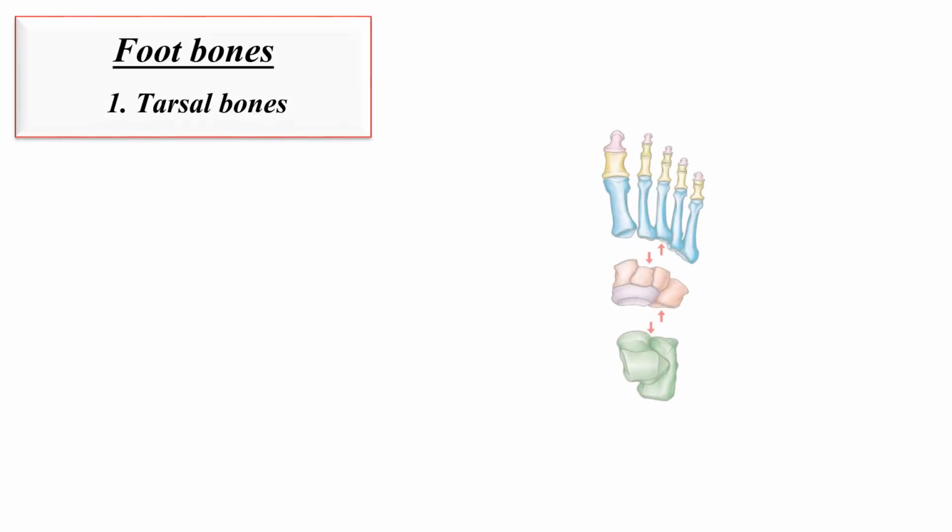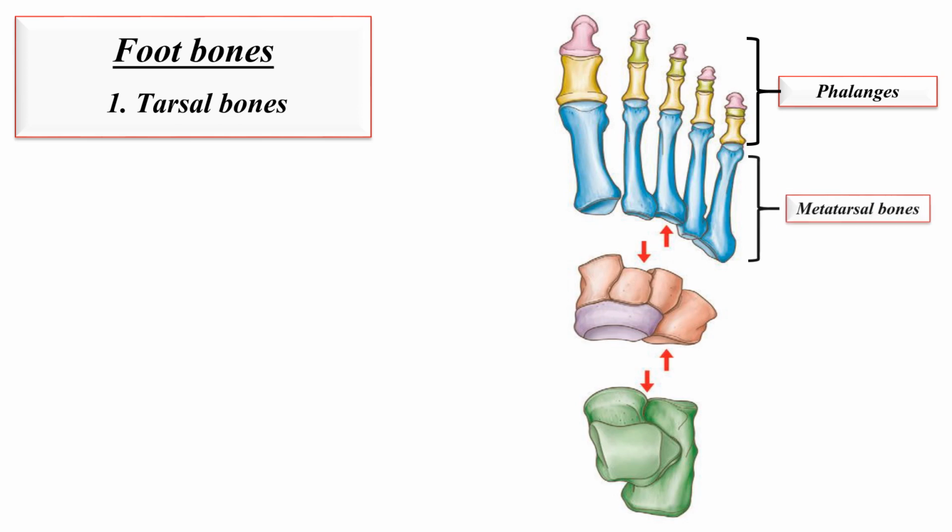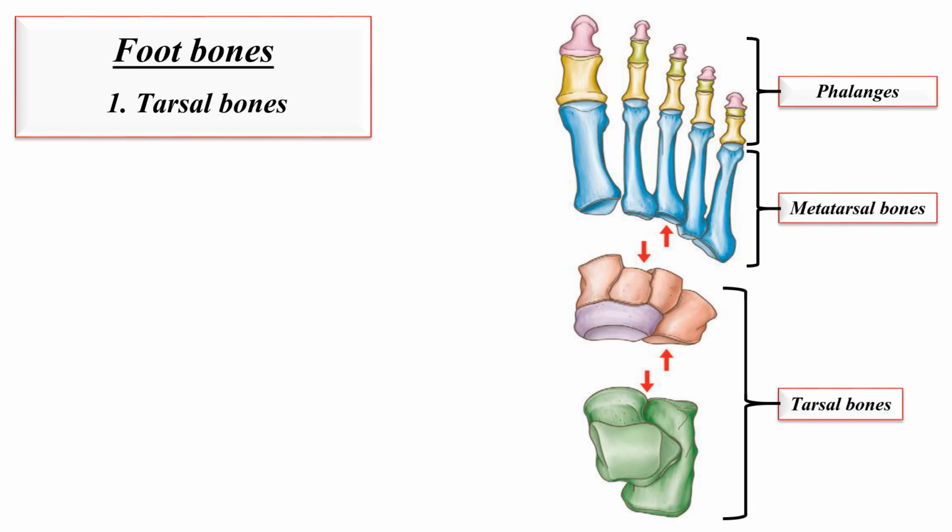Tarsal bones. This is the dorsal aspect of the bones of the right foot. Distally, those are the phalanx. In the middle, those are the metatarsal bones. And proximally, those are the tarsal bones. The tarsal bones are arranged into 2 rows, proximal row and distal row. This is the proximal row and this is the distal row.